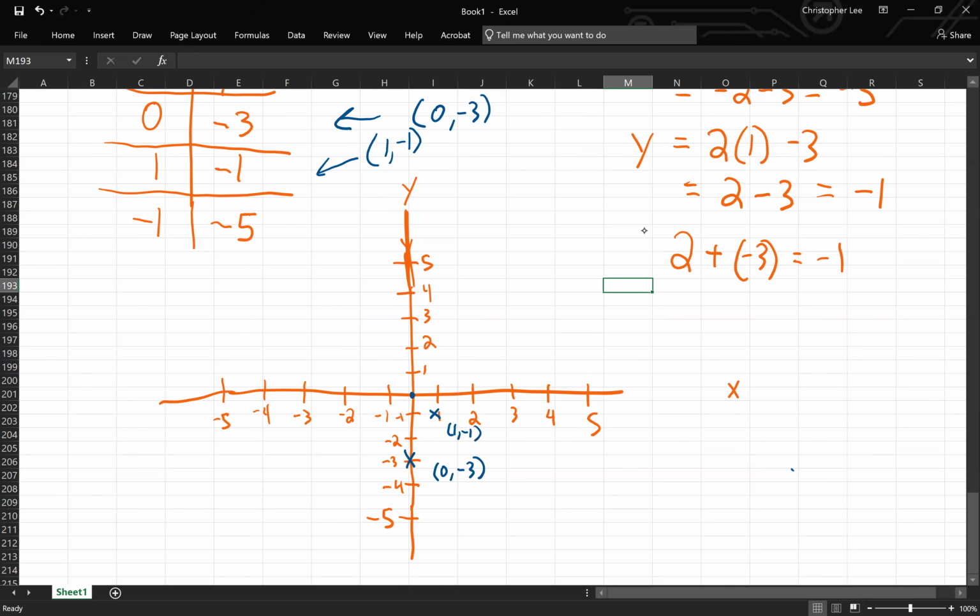Where is (-1, -5)? What is that? Then 5 down, right? 1, 2, 3, 4, 5. So somewhere right here, right? So that's (-1, -5). After that, you just connect the dots. That's all it is. And bam. So this is y = 2x - 3.